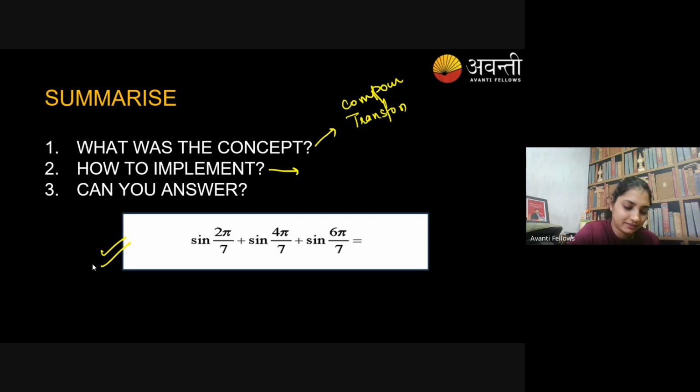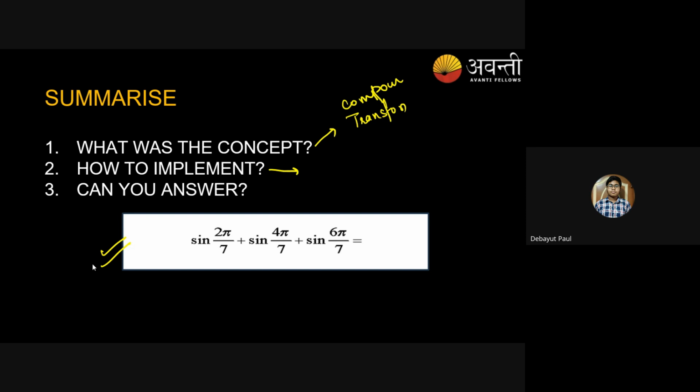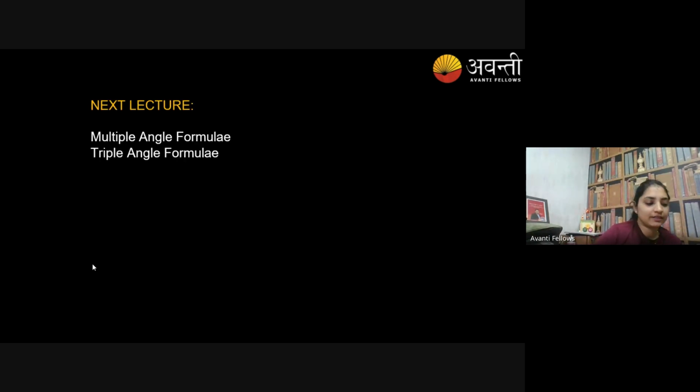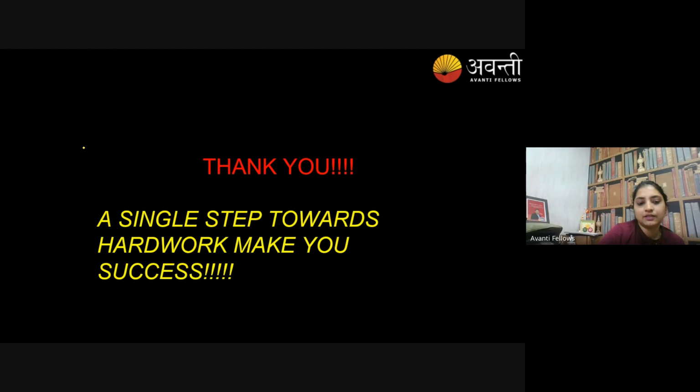Devayut. Ma'am, the formula is sine of nd/2 by sine of d/2 into sine of a plus, up to the angle we have taken, sine of 6π/7. Oh, wow, great. So, dear friends, this was the whole lecture. In the next session, we will do the multiple angle and triple angle formulas, right?